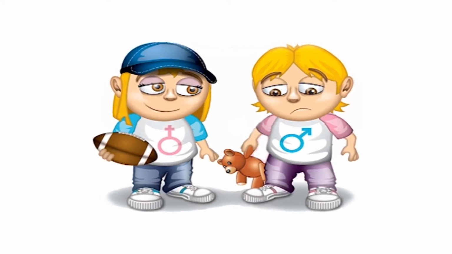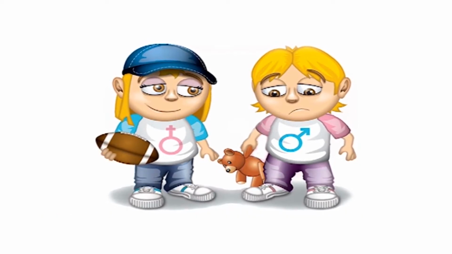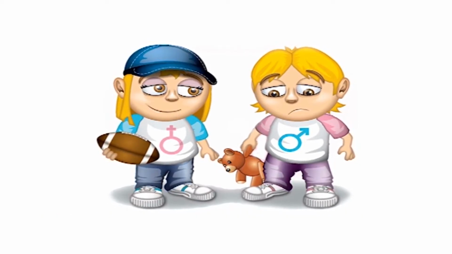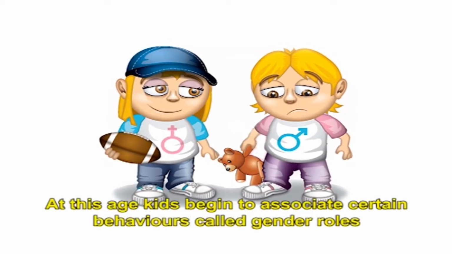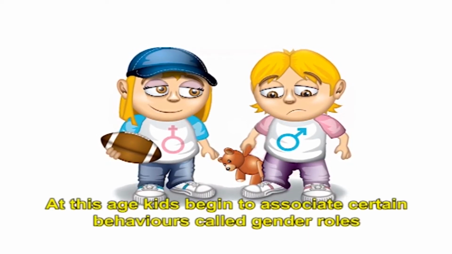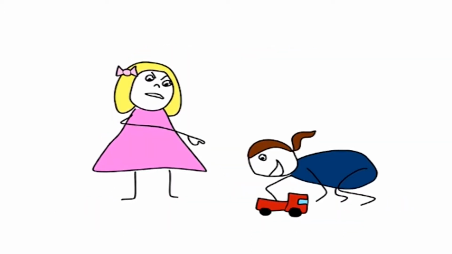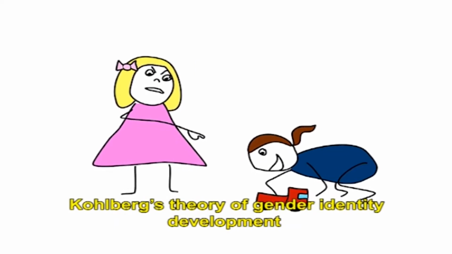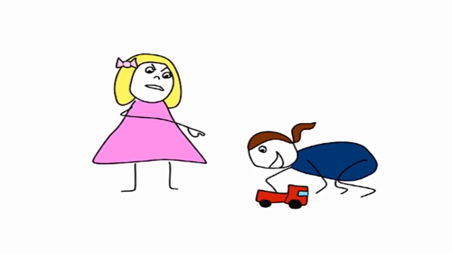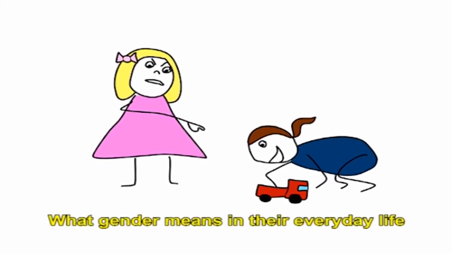Some people think gender identity is biologically determined and some say it is a product of the child's environment. Most likely, it's a combination of both. And at this age, kids begin to associate certain behaviors called gender roles. A famous psychologist, Kohlberg's theory of gender identity development describes how young children learn to understand their gender and what gender means in their everyday life.